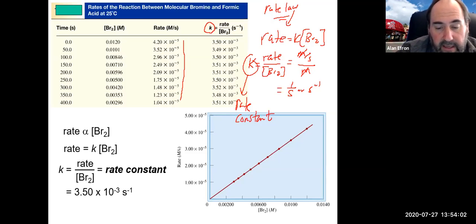We could also see here we get a nice linear relationship of the rate over the concentration of Br2, which, as I just solved for here, the slope would equal the rate constant in this particular case.